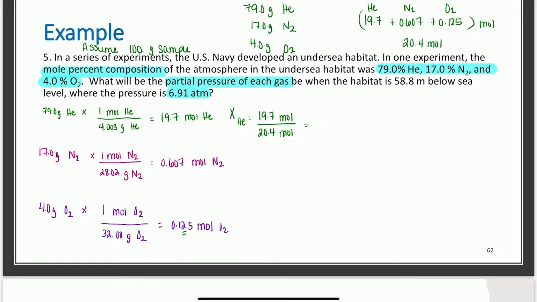19.7 divided by 20.4 gives me a mole fraction of 0.966. For nitrogen, 0.607 divided by 20.4 gives me 0.0298.